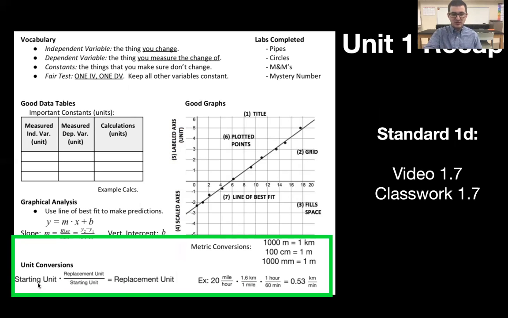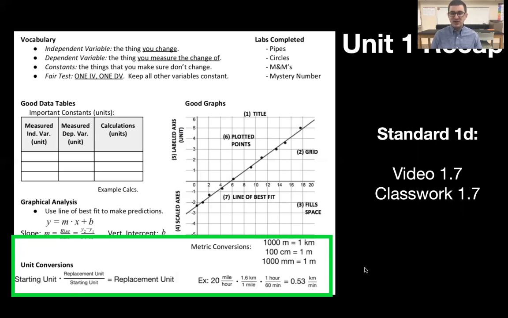And then last but not least, the unit conversions part. Remember we can look at the units to try to help us out. So if we have it in the numerator and the denominator, it's going to cancel out and then just leave us with the unit that we want at the end. So here's an example, and you can also watch video 1.7 for an example. And remember that these are the 3 metric conversions that you need to memorize.